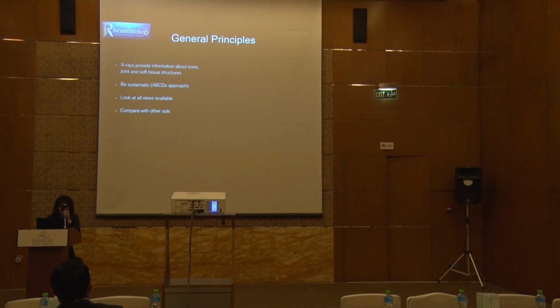Okay. Another general principle is that in some joints it's very helpful to compare with the other side. So if they have a problem on one side, you better do X-ray on both sides. In some joints, like for example the hip joint, your eye will not appreciate the abnormality unless you can see the normal side and the abnormal side. For example, in this patient, he has hip pain here. I don't know if you can see anything abnormal with this X-ray.